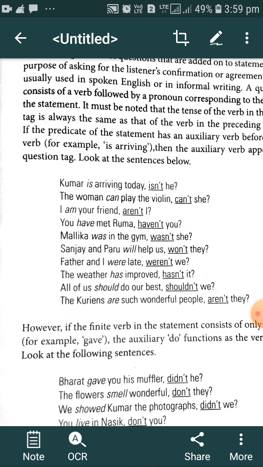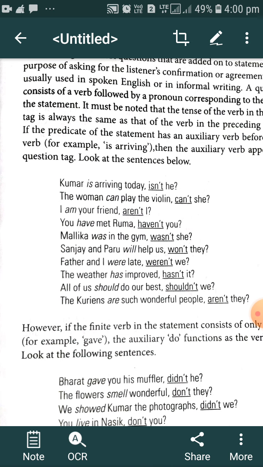Mallika was in the gym, wasn't she? Instead of Mallika we have used she, and "Mallika was in the gym" is an affirmative statement. We have added a negative question tag there. Since was has been used, we have put the same auxiliary verb in the question tag.